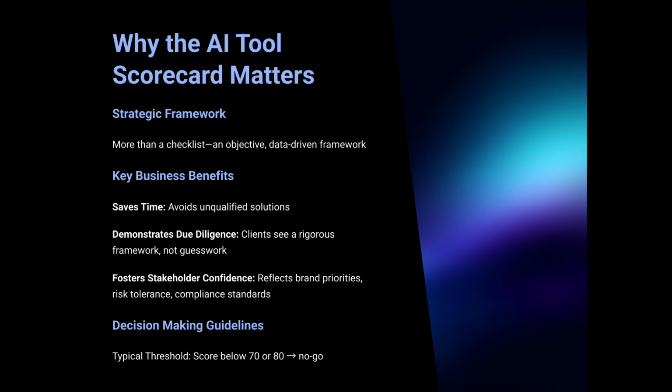The AI tool scorecard is more than just a checklist. It provides you with an objective, quantitative lens through which you can evaluate security, compliance, performance, cost, and other critical success factors. If a tool fails to meet a certain threshold, say a total weighted score of 70 or 80, your process stops there. This approach will allow you to save time, avoid investing in solutions that don't meet baseline needs. It demonstrates due diligence to your clients, and it fosters stakeholder confidence. The scoring and the weights reflect the client's brand priorities, their risk tolerance, and their compliance standards.